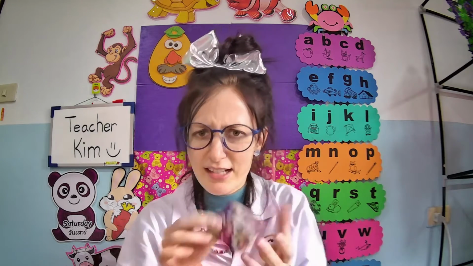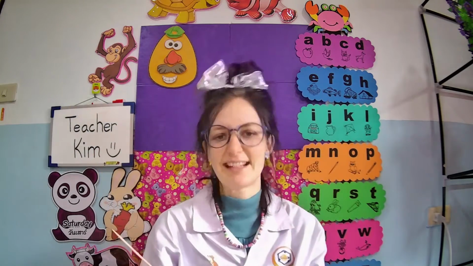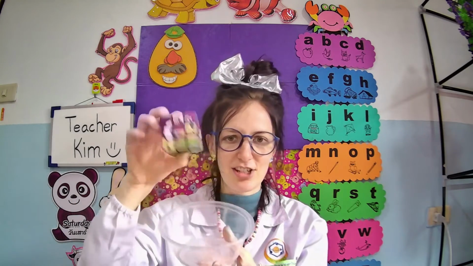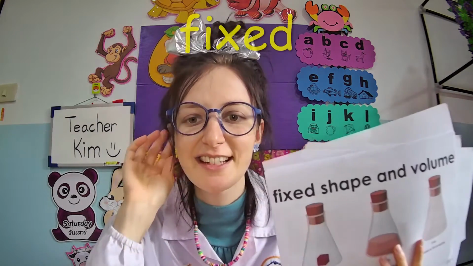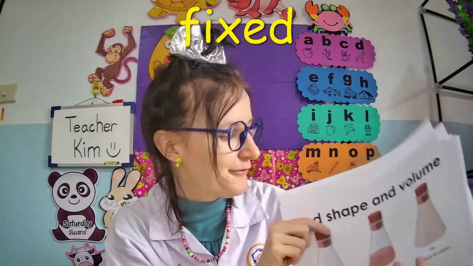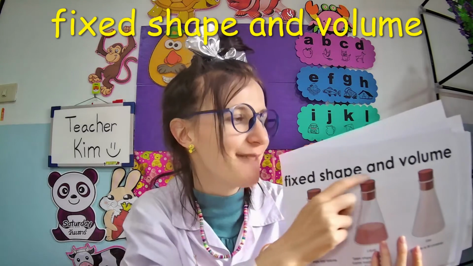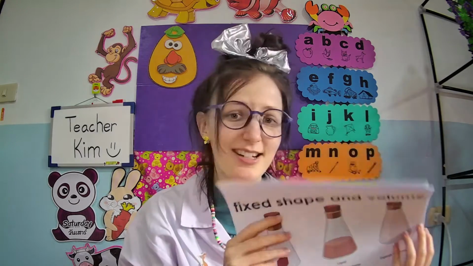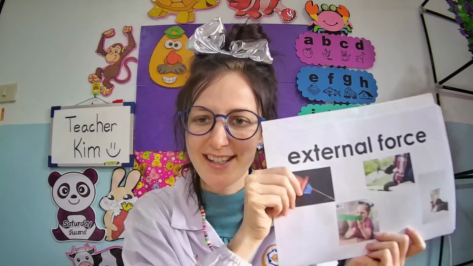I can do many things to this cube. Voila, abracadabra. It is still a cube. It will not change. I can drop it into a bowl. Still a cube. It does not take the shape of the bowl. It is still the shape of a cube. This is what we call fixed. Fixed shape and volume. This means that it will not change unless we add an external force.